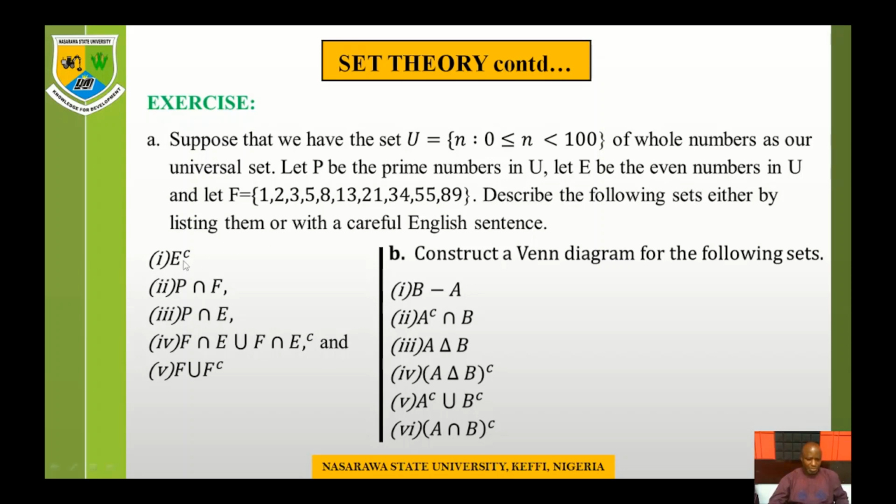So E complement, P intersection F, P intersection E, F intersection E union F intersection E complement, and F union F complement. And also construct a Venn diagram for the following sets: B minus A complement intersection B, A difference B, A difference B complement, A complement union B complement, and A intersection B complement.